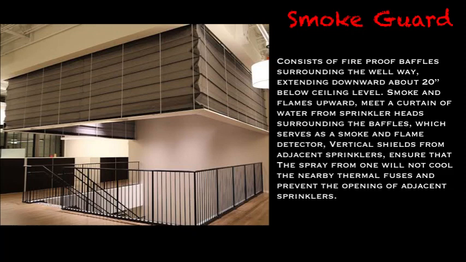Smoke guard consists of fireproof baffles surrounding the wellway, extending downward about 20 inches below ceiling level. Smoke and flames rising upwards meet a curtain of water from sprinkler heads surrounding the baffles, which serve as smoke and flame reflector. Vertical shields between adjacent sprinklers ensure that the spray from one will not cool the nearby thermal fuses and prevent the opening of adjacent sprinklers.